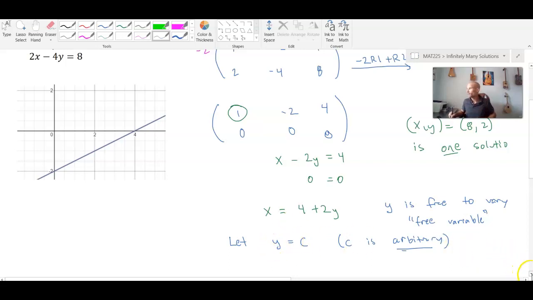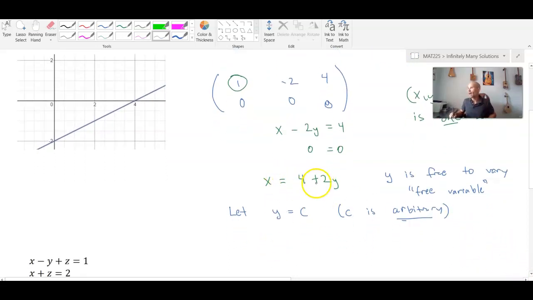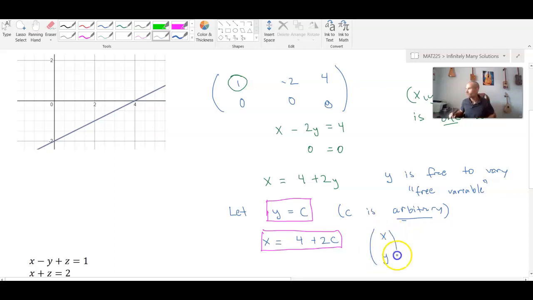So as long as y is equal to c, that means that I can compute x, right? X is going to be the result of taking 4 plus twice whatever that value of y is, which in this case is c. So I have my solution. I have that as long as y equals c and x is equal to 4 plus 2c, I have a solution. And I'm going to write it in vector form, but it can be written as an ordered pair as well. I have the solution x, y is equal to, well, x is equal to c, y is equal to 4 plus 2c for any value of c.